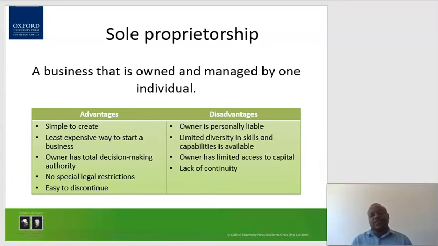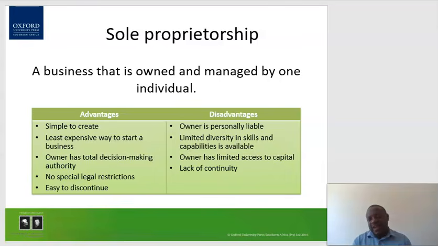So looking at a sole proprietorship, this is basically a business that is owned, controlled, and managed by one individual. Advantages of such is that it is easy to create. Once you decide, you go for it, you are running a business. It's the least costly way to start a business. The owner has total decision-making authority. There are no special legal restrictions, and it is easy to discontinue.